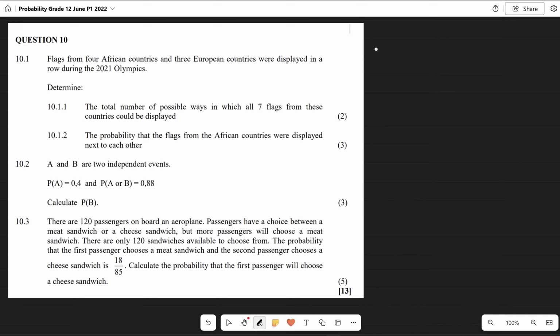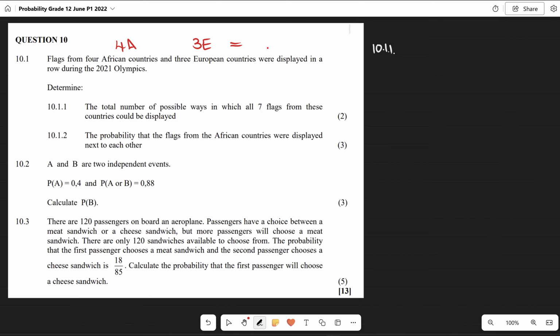So in question 10, we have 10.1.1. First of all, let's read the whole question and understand what they want us to do. Flags from 4 African countries. So let's just write this down: four flags from African countries, and 3 flags from European countries were displayed in a row during the 2021 Olympics.